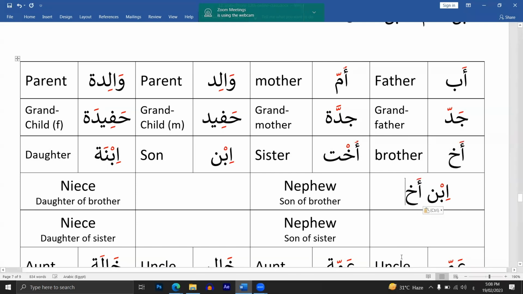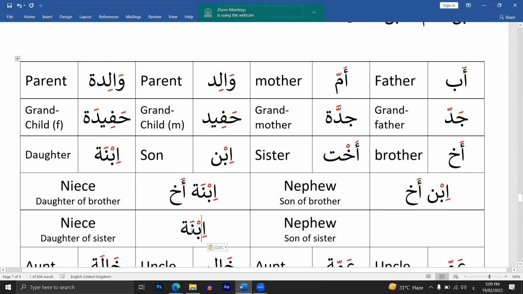Ibnu akh, son of brother. If I want to say son of my brother, I will add ya. Ibnu akhi, my nephew. Okay, the same way here. Daughter of brother. Where is the word daughter? Ibnah. And then brother, ibnatu akh. Ibnatu akhi, my niece.